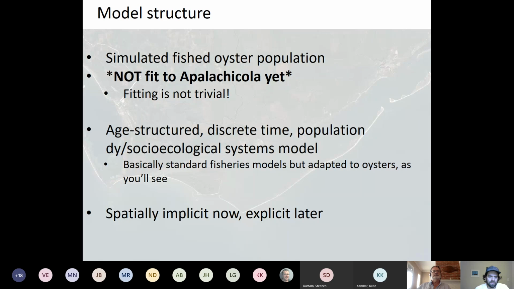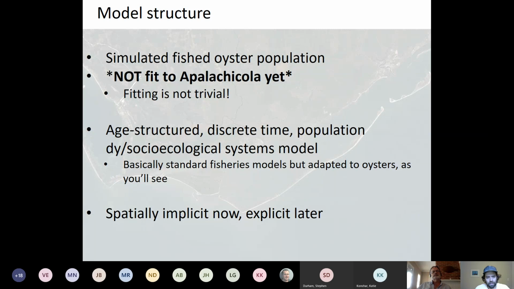The overall structure, this is an age-structured, discrete time, population dynamics, or socio-ecological systems model. What that last little phrase meant is that, yeah, I'm representing the oyster population, but I'm going to link it to human behavior through dynamic fisher utility, basically trying to represent how fishing effort will change as a function of the resource, the oysters, as well as the management.